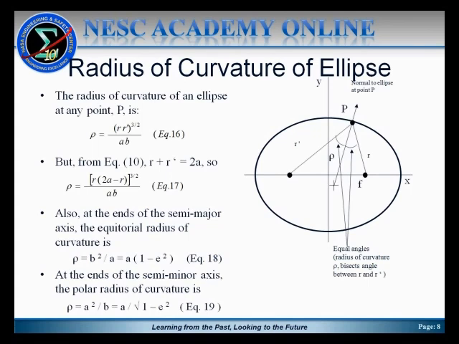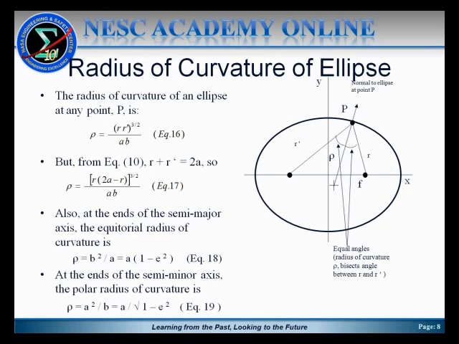The definition of the radius of curvature of an ellipse at any point P, as depicted in the figure there, is denoted by what I call the distance rho in equation 16. So the radius of curvature rho is equal to the product of r and r prime raised to the 3/2 power divided by AB. That's in equation 16.